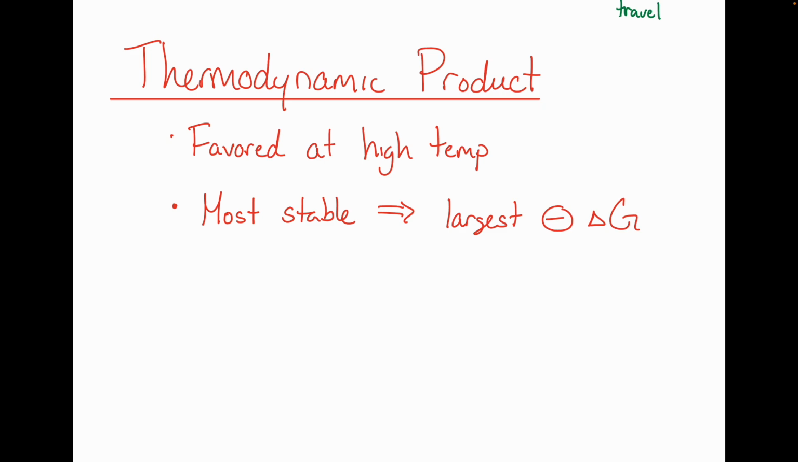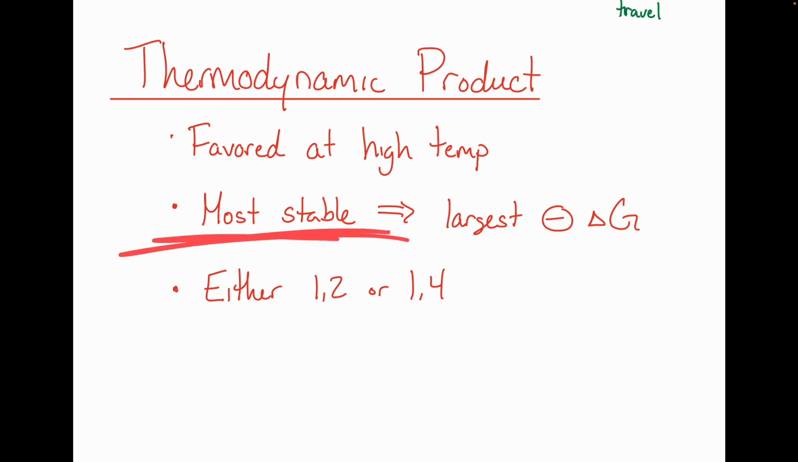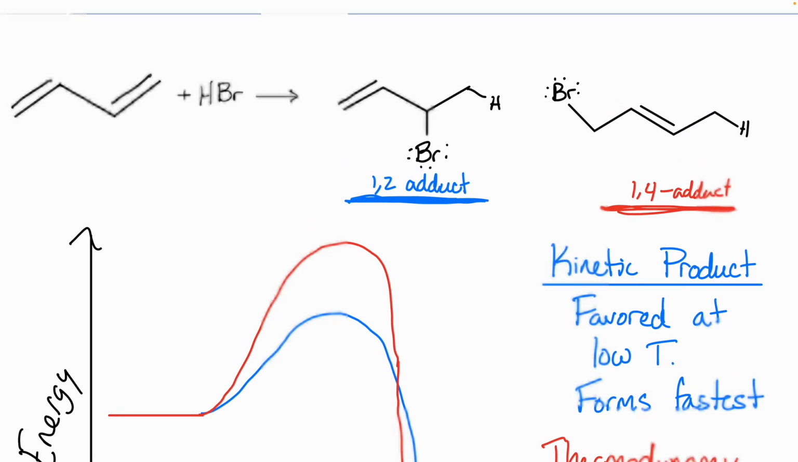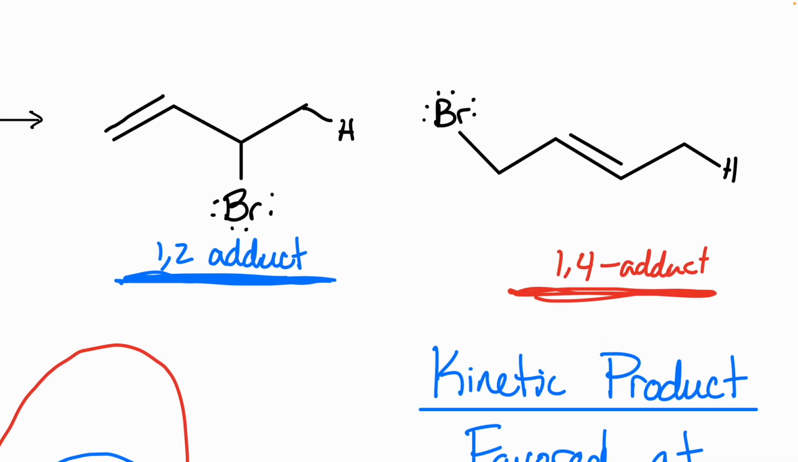So this is not always the 1,4. It was the 1,4 in our previous example, but it could be either the 1,2 or the 1,4. All right, the key here is whichever one is the most stable. So going back to this example, it was the 1,4. How can I look at these two products and see that this one is the most stable?